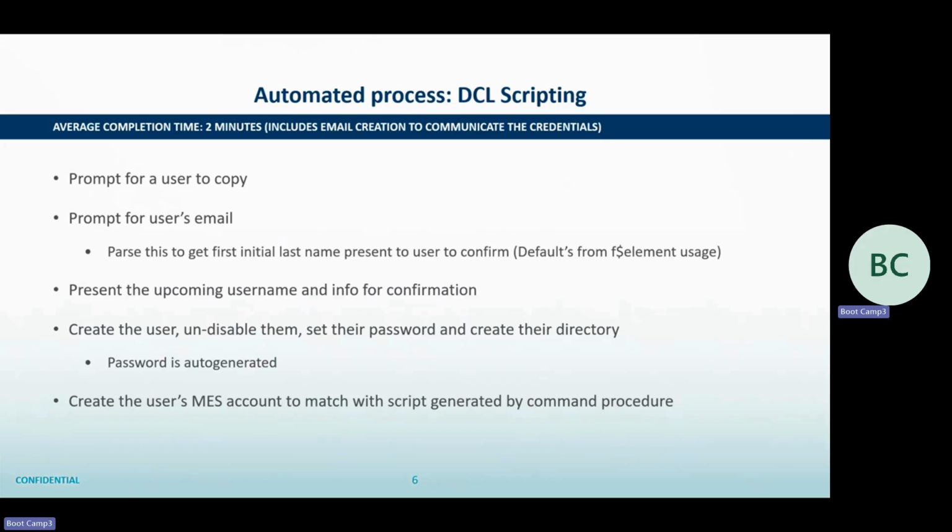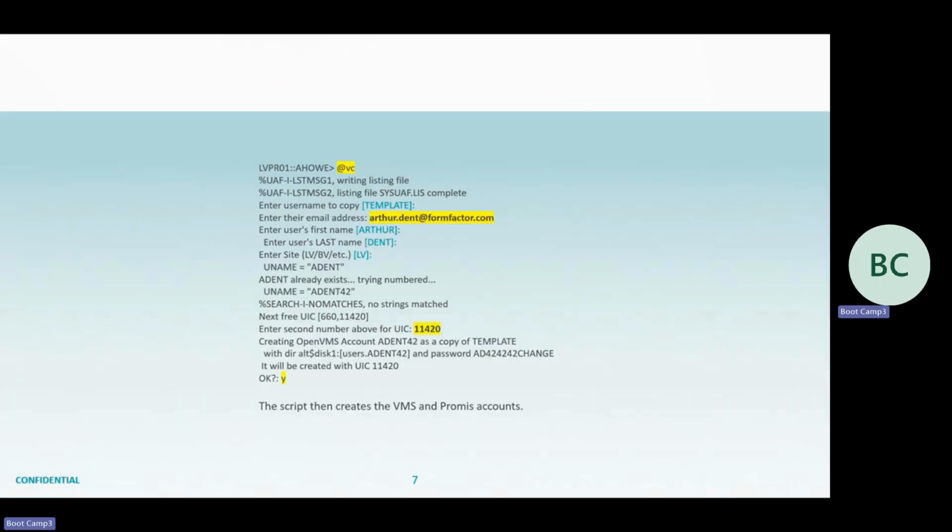We prompt the user to copy the user's email, from which we can parse out their username. We use a standard of first initial, last name. All of that's very easy with common DCL tools. So to run it, you just run the command procedure. It defaults the answers where people are, and we end up with a password also, which will become a random number soon.